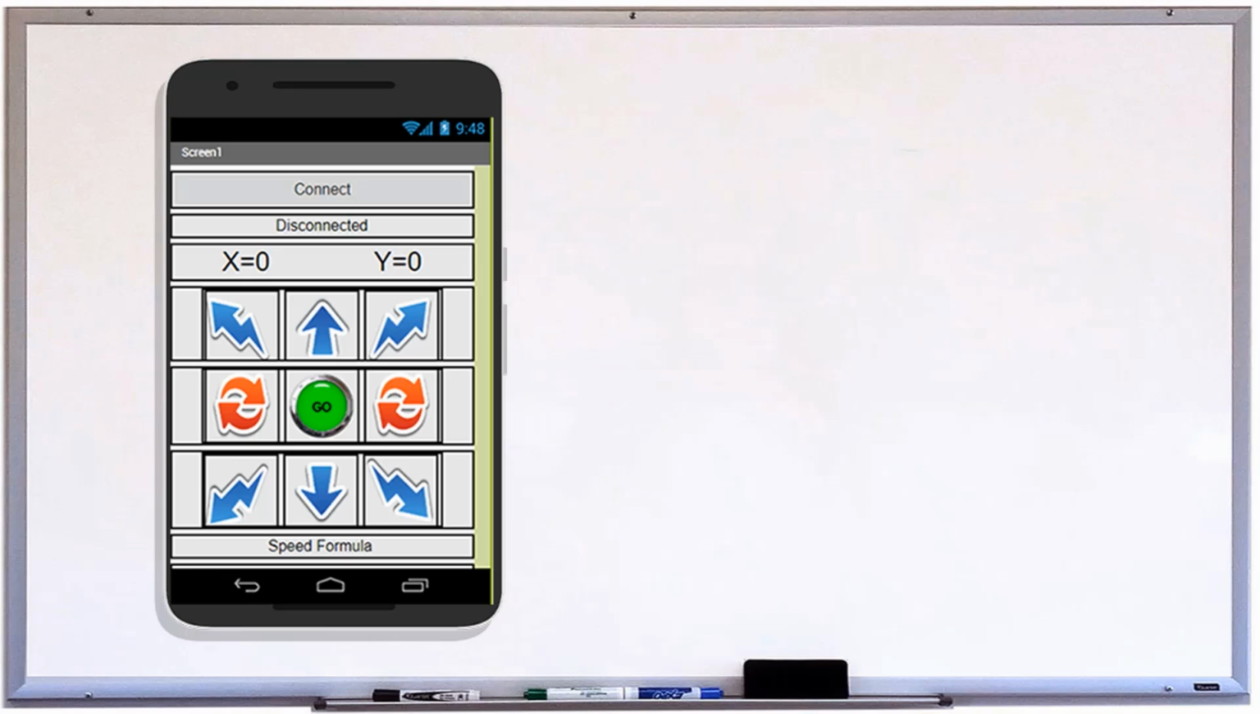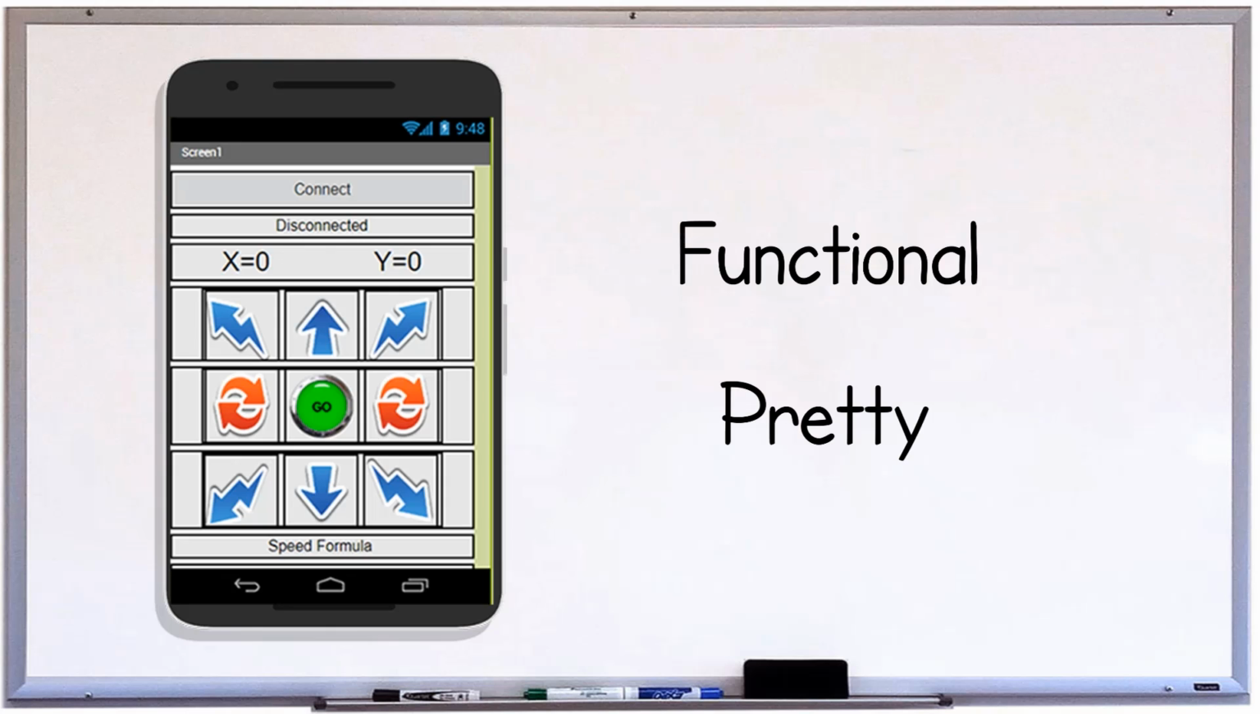Now we're going to add some images to the screen that will change as we change directions. This is for feedback and because it's pretty. Remember when you're designing your programs, if it doesn't work, no one will want to use it. But if it ain't pretty, no one will want to look at it. So make it work and make it pretty.